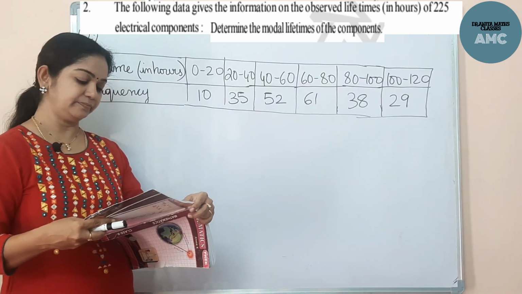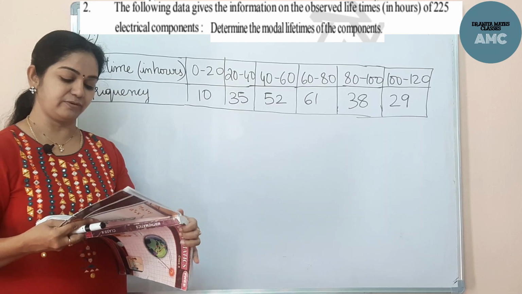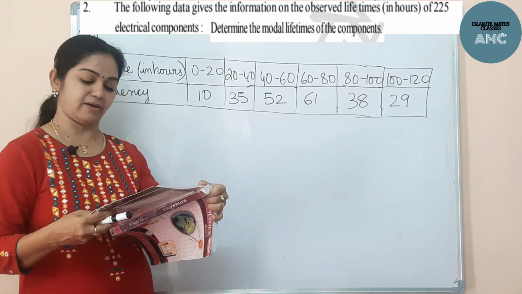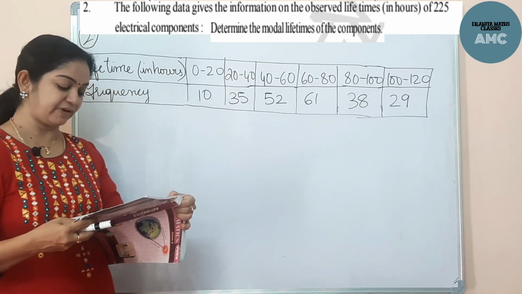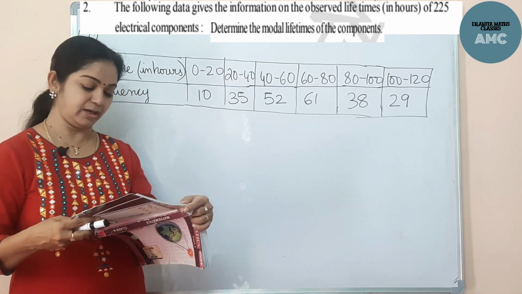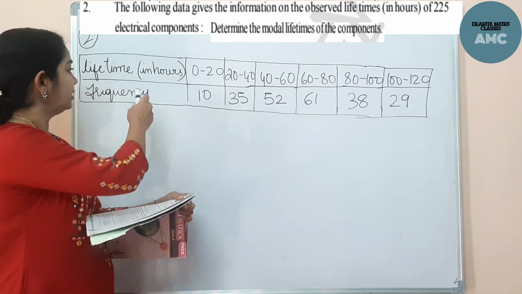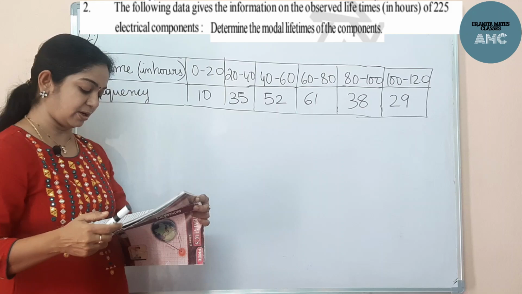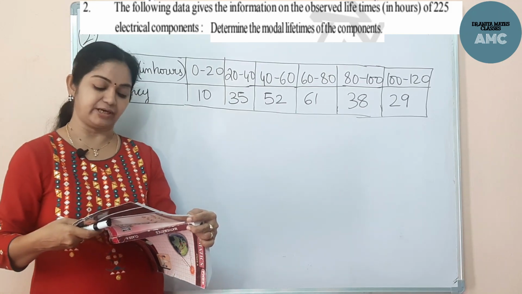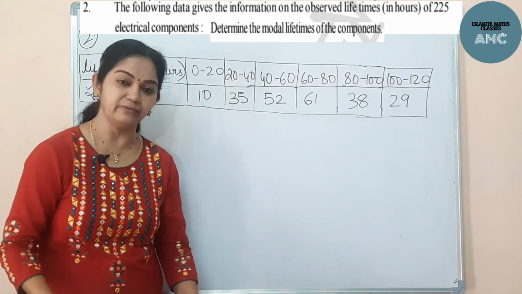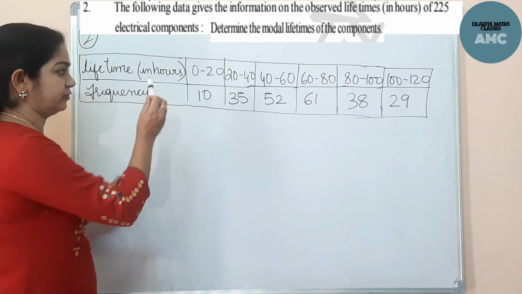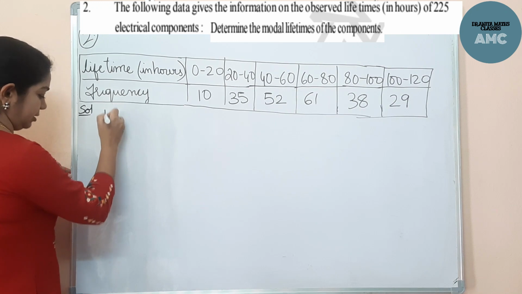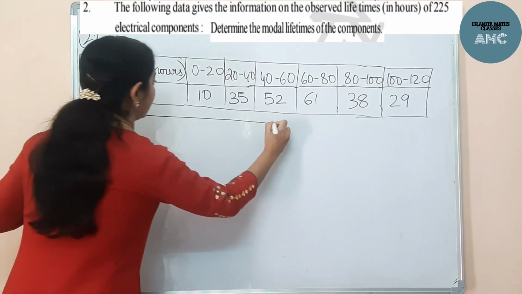The second problem: the following data gives the information on the observed lifetimes, that is in hours, of 225 electrical components. Now the lifetime table in hours and the frequency of the electrical components is given in the tabular column. Determine the modal lifetimes of the components. So here we have to find out the mode of this problem, right? Now let us write down the tabular column.